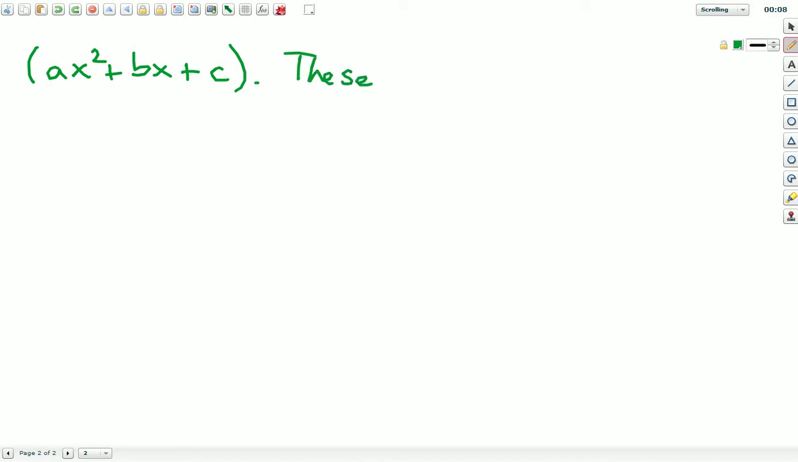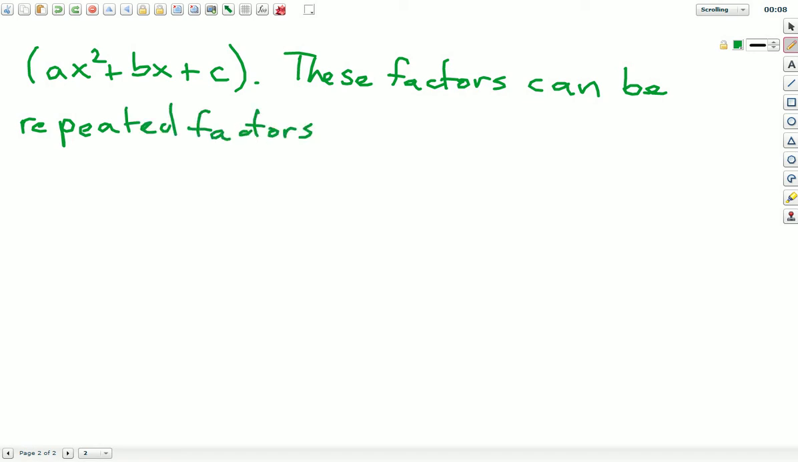Okay, these factors can be repeated factors. Or not, right? So in general, if you factor a polynomial, it probably will factor as a product of linear factors and irreducible quadratics. And some of these factors might be actually repeated, meaning that they have an exponent that is bigger than 1. Okay, now we're going to take each of these cases separately.